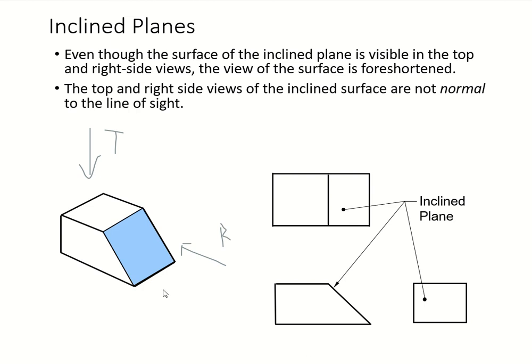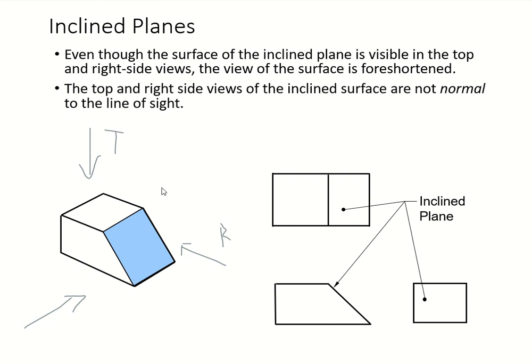So your front view. This is your front view. We can see only that, and your inclined surface is this edge, okay?